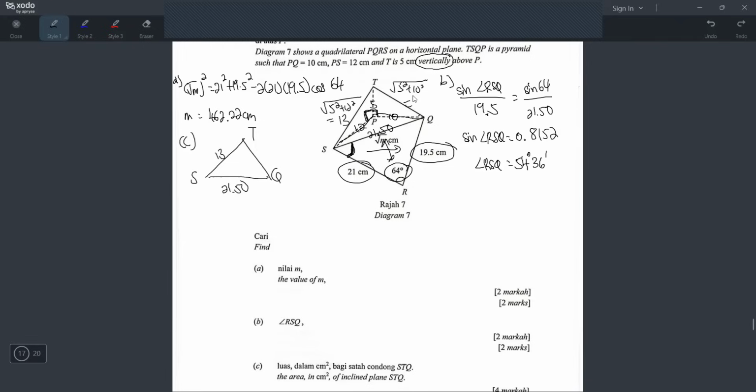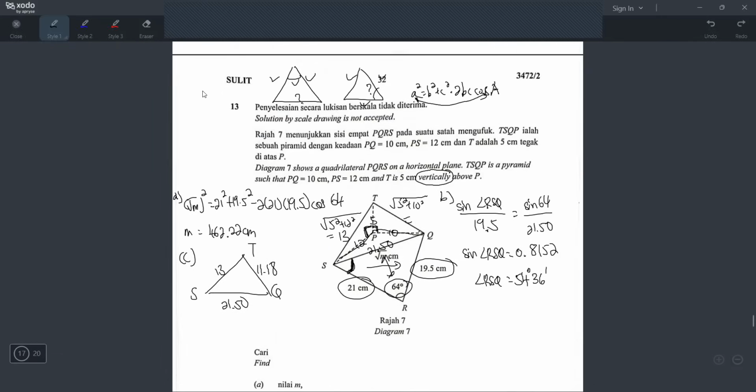Let's press the calculator, square root answer. Okay, my calculator gives me 11.18, right? So this is the length of TQ. But in order to find area, you have to use the formula you learned in your syllabus for area in this chapter, which is 1/2 ab sine C. And what is a, what is b, what is C? a and b are any two sides, and C will be the included angle between the two sides, right?